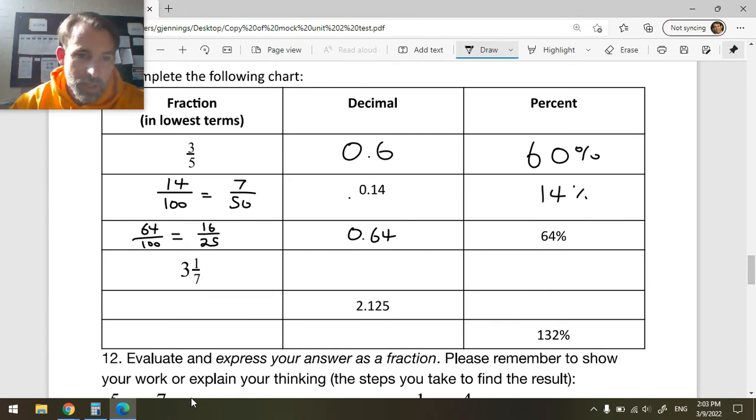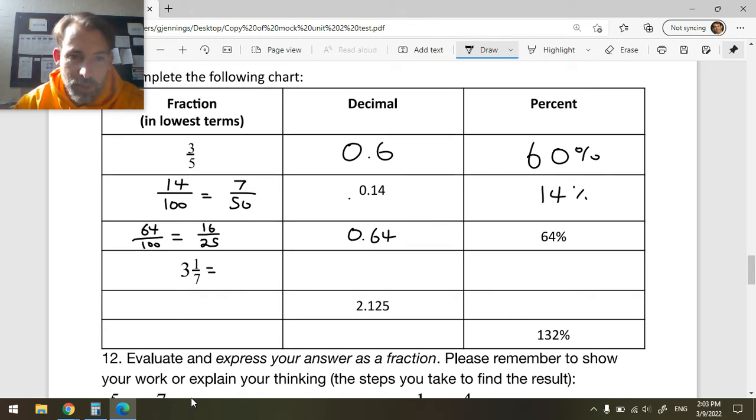All right, 3 1/7 could be written as 3 times 7 is 21, plus 1 is 22/7. Check it on your calculator. Put these both into decimals, and you'll see that that's true. I took 3, I multiplied by 7, so this 3 is like 21/7. Then I add one more seventh to get 22/7.